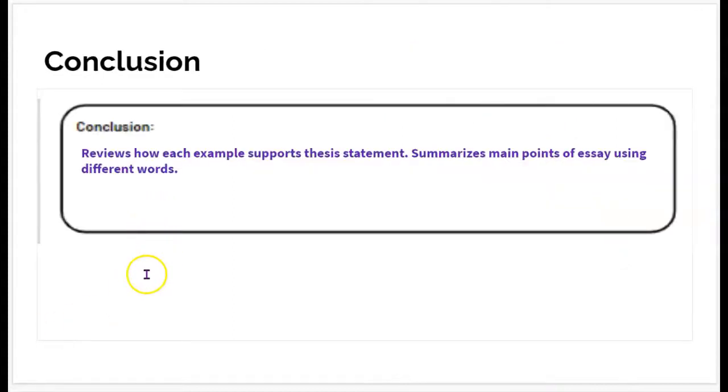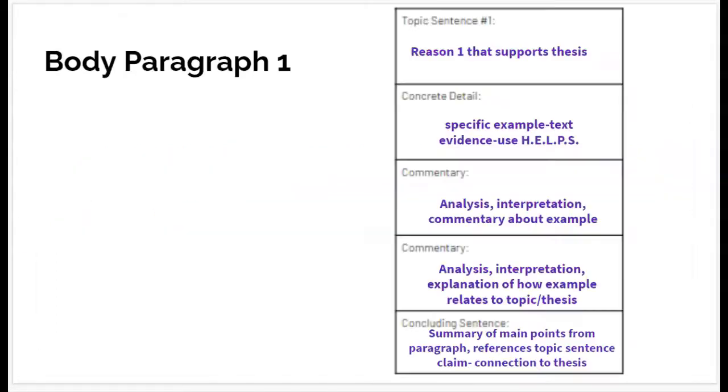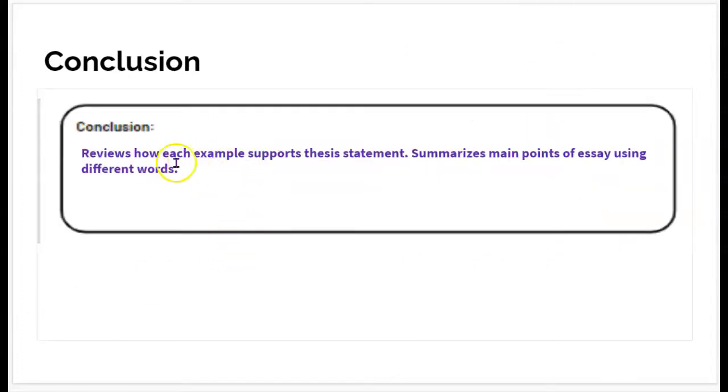The conclusion for your essay really only needs to be about 1 to 2 sentences. In your conclusion, you're going to review how each of your examples that you used in your body paragraphs, one example, 2 examples, supports your thesis statement. The conclusion summarizes the main points of your essay, but you're going to use different words. You won't use the exact same words that you used in your thesis statement.